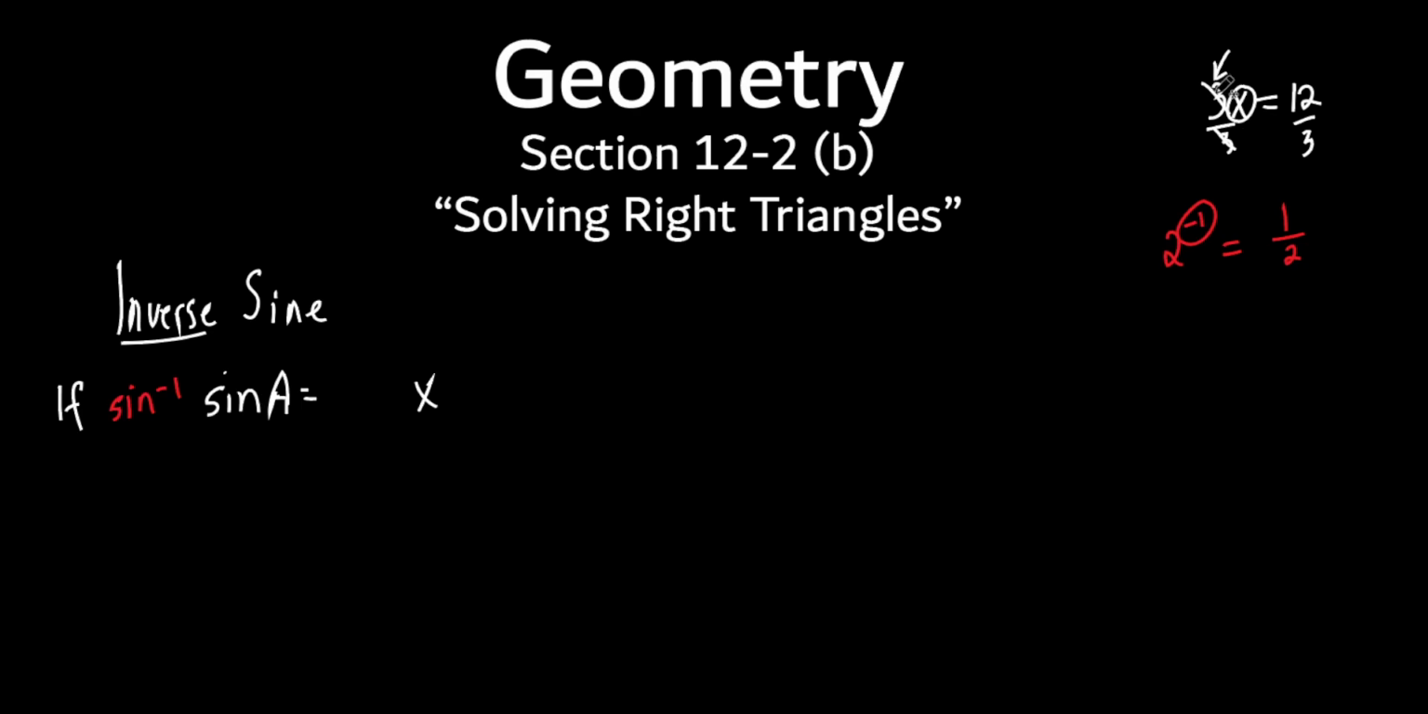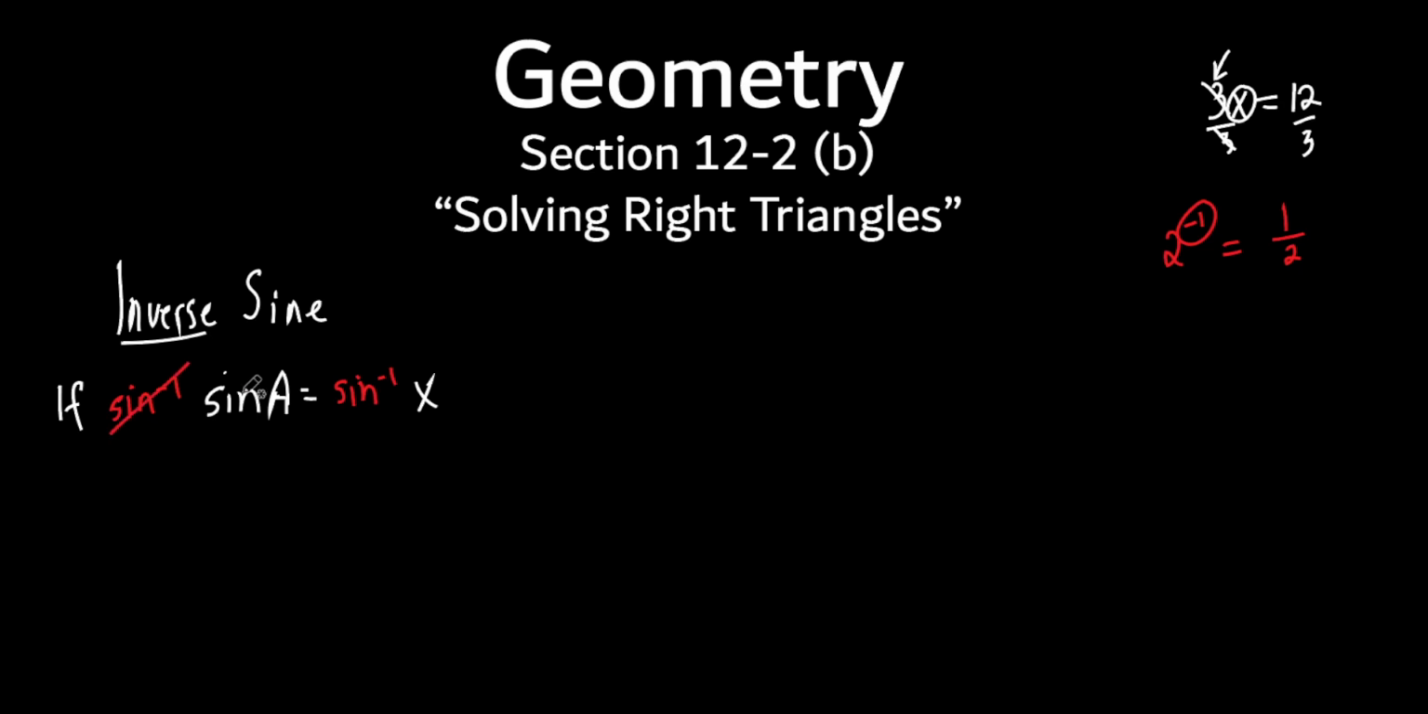What did it do here? You got rid of it. That's right. They cancel each other out. But remember, in algebra, if I do something to one side, what? I got to do it to the other side, right? Just like we divided this by 3, divided this by 3. If I take the inverse sine of this, what do I have to do over here? I got to take the inverse sine of this, right?